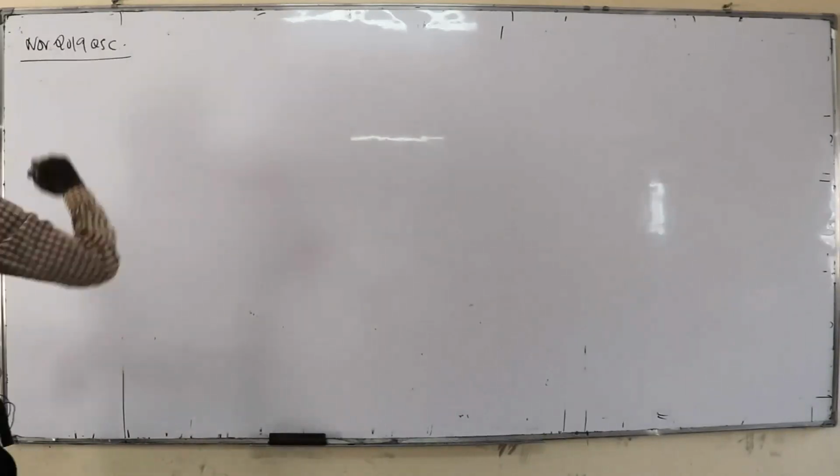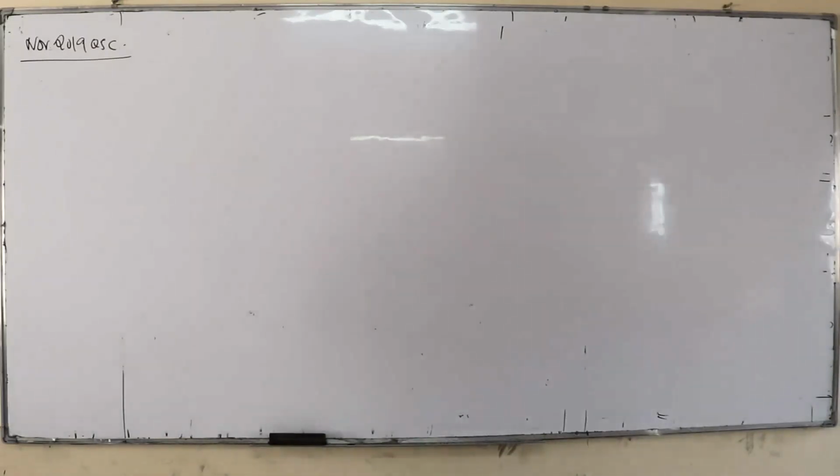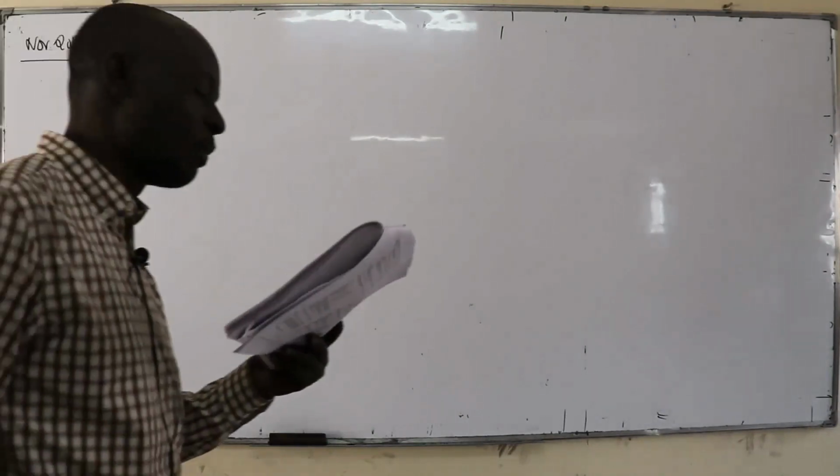This question is examined both in ATD and CPA, so they are the same. Tax is the same. If you do this tax, you can as well do the advanced tax because tax is the same. So we have a question that was done in November 2019, question number 5C.